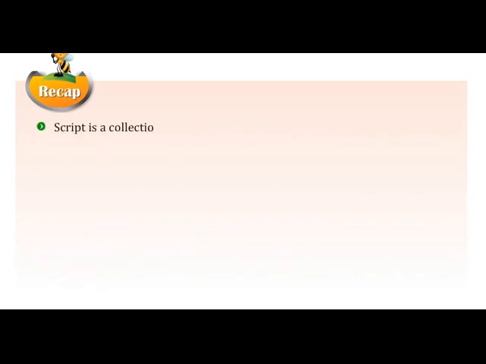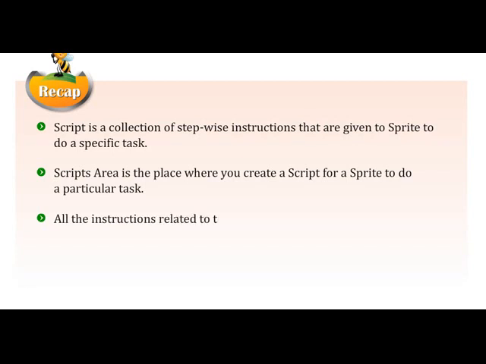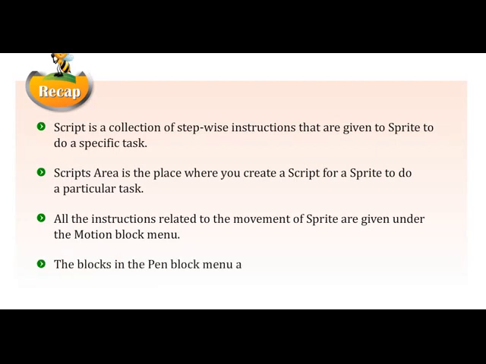Script is a collection of stepwise instructions that are given to Sprite to do a specific task. Script area is the place where you can create a script to do a particular task. All the instructions related to the movement of Sprite are given under the Motion block menu. The blocks in the Pen block menu allow the sprite to draw lines on the stage, change the color and thickness of lines.